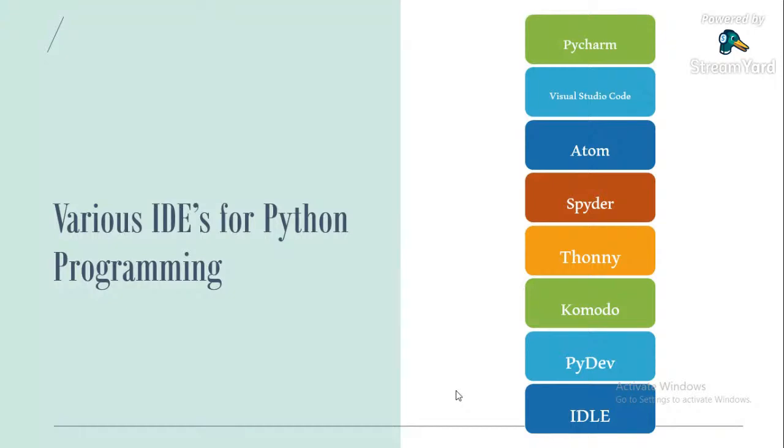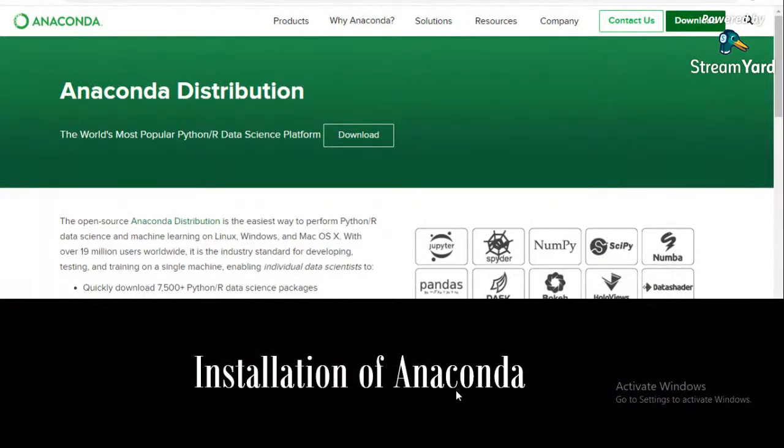And there is Anaconda. We are going to download this Anaconda. The Anaconda distribution is an open source distribution, and it is the easiest way to perform Python or R, data science or machine learning on various platforms like Linux and Windows. It is a standard for developing, testing and training on a single machine. We are going to install Anaconda, and then we will run it.